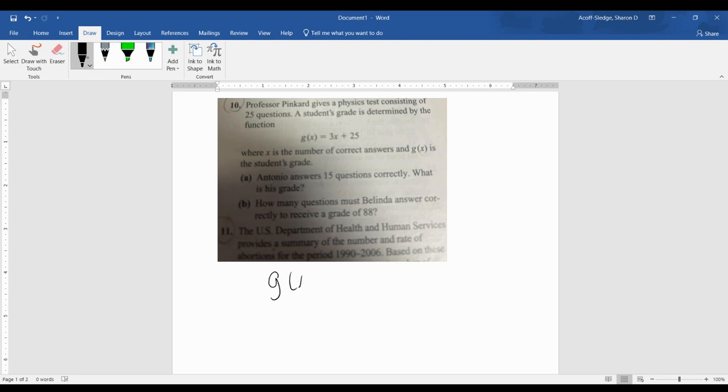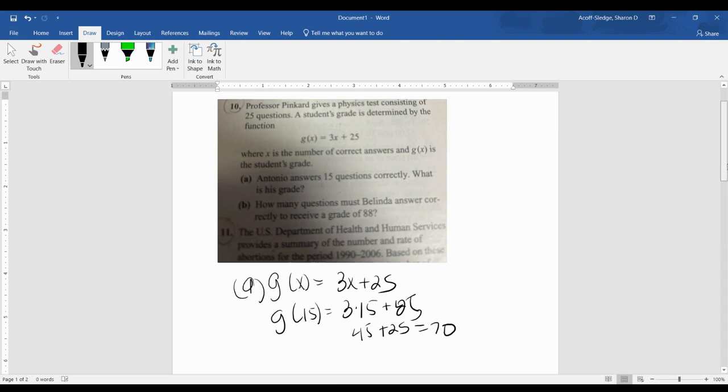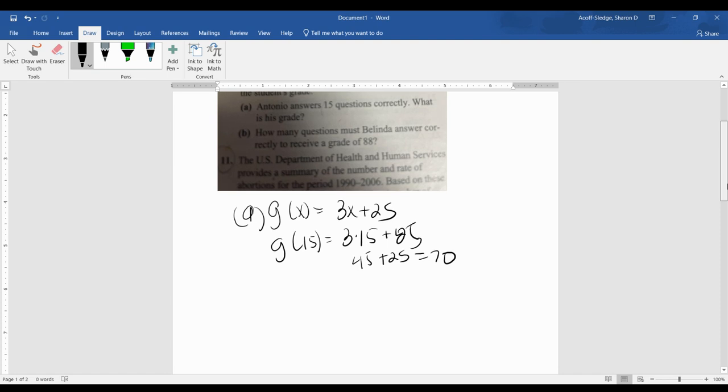So G of X equals 3X plus 25. So G of 15 equals 3 times 15 plus 25. And I think that's 45. Plus 25 is 70. Okay? So that's A.